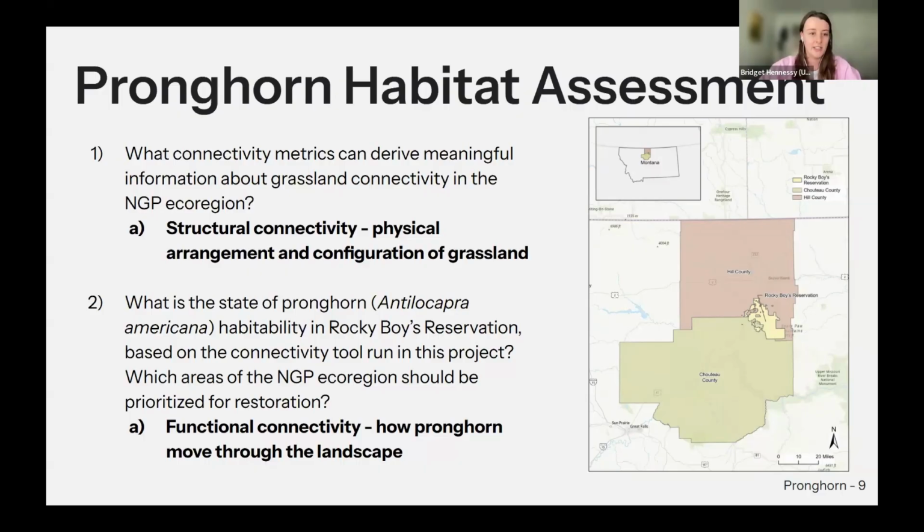And then our second question was, what is the state of pronghorn habitability in Rocky Boys Reservation based on the connectivity tool used, and what areas should be prioritized for restoration? For this, we looked at functional connectivity, which focuses more on actual species habitat preferences and how the pronghorn actually use and move through the landscape.